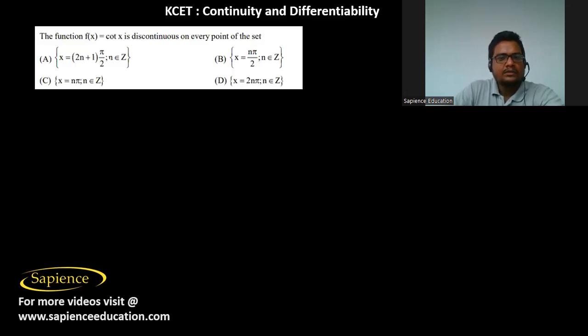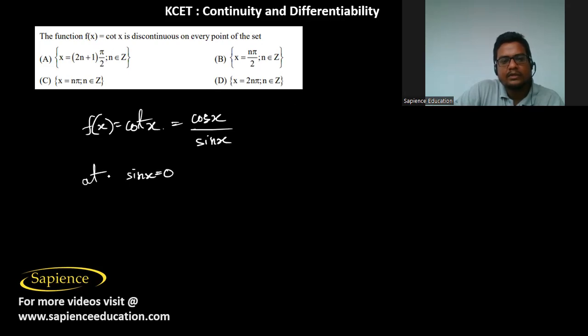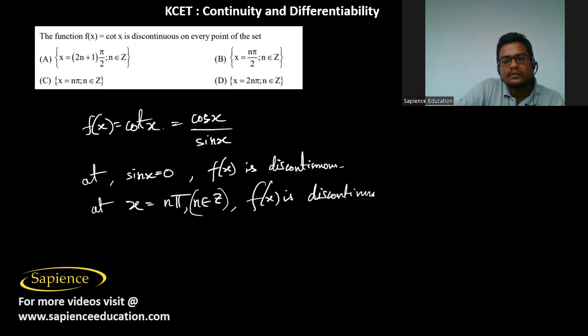And here it is told the function f of x equals cot x is discontinuous on every point of the set. So cot x is equal to cos x by sin x. So here sin x should not be equal to 0. So at every point where sin x equals 0, the function f of x is discontinuous. So it means that x will be equal to n pi where n belongs to Z. So at every value of x equal to n pi where n belongs to Z, the function f of x will be discontinuous. So option C is the correct answer.